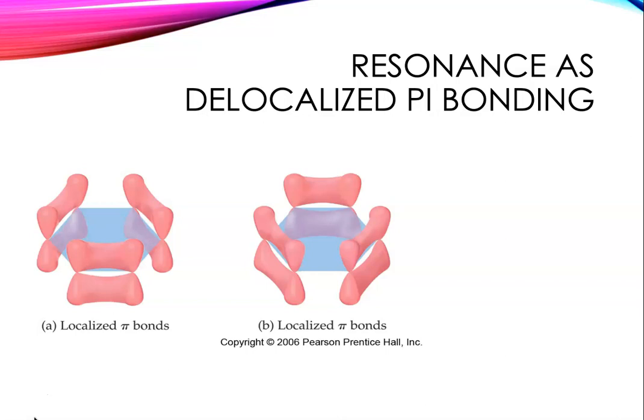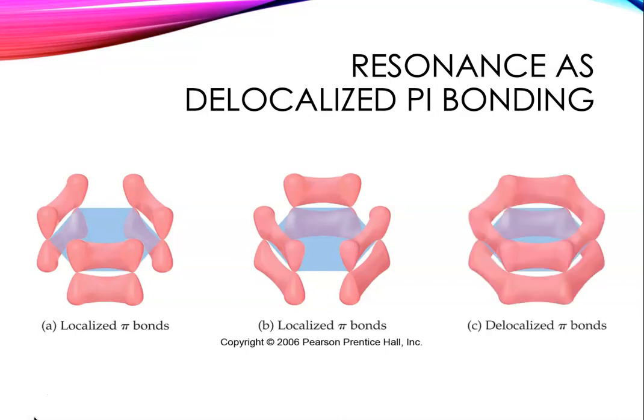Instead of having localized pi bonds, where this pi bond belongs to these 2 atoms, and that pi bond belongs to those 2 atoms, we can think of this as all 3 pi bonds belonging to all 6 atoms, where they're delocalized. And those electrons, instead of being shared by just 2 atoms, the 6 electrons in the double bonds are now being shared by all 6 carbon atoms. And that spreads them out. It gives them more room. It lowers their energy. It makes the benzene molecule very, very stable.